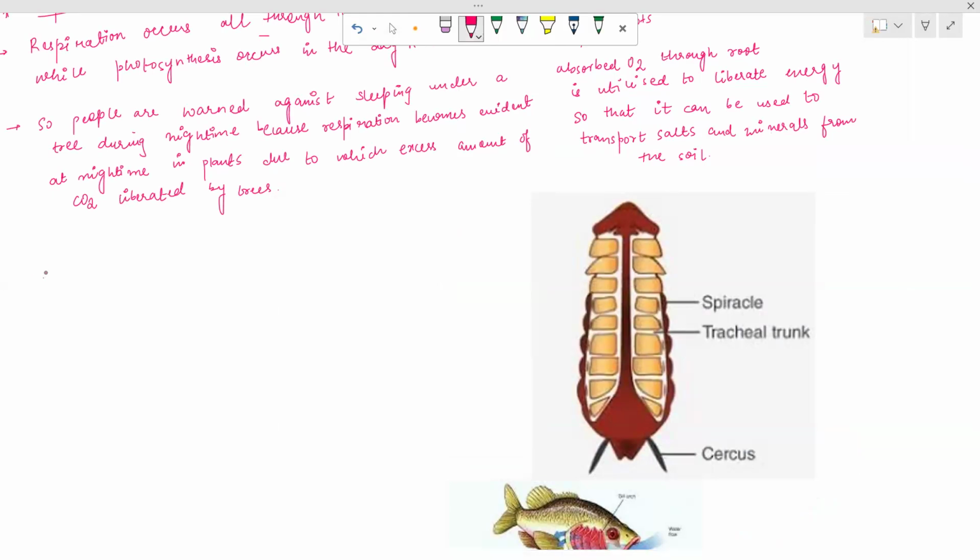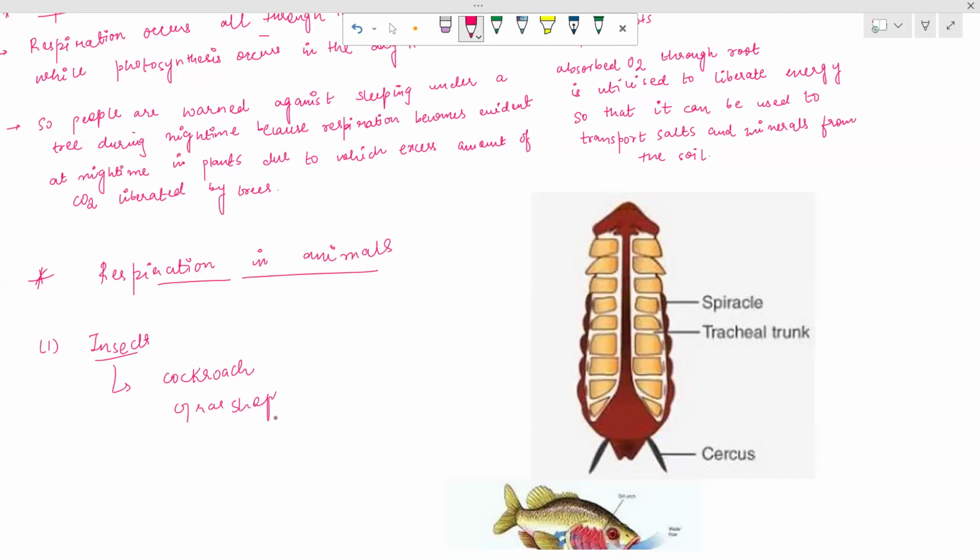Okay, let's talk about the gaseous exchange in respiration in animals. Under this, let's talk first about insects. We are specifically talking about the cockroach here, although we have grasshopper also.